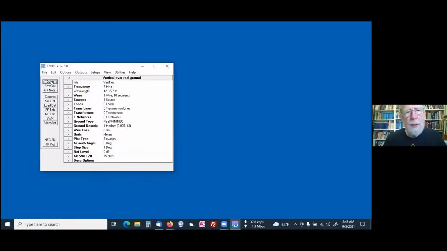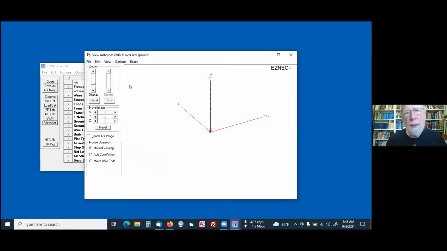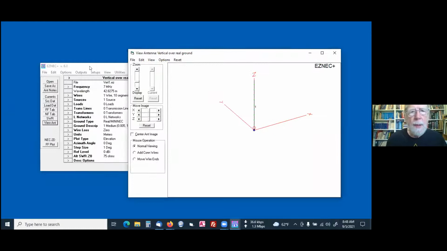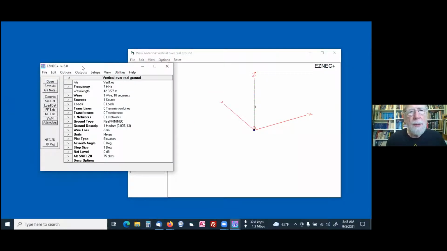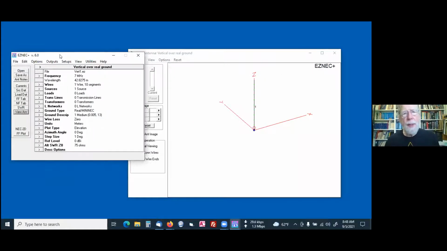This is one of the example files that comes with EZNEC. And I can click view antenna here, and I can see the antenna. It's the little black line here with the number 1 beside it, which is a wire number. And I'm not going to go a lot into the mechanics of using EZNEC because that's explained mostly in the tutorial.